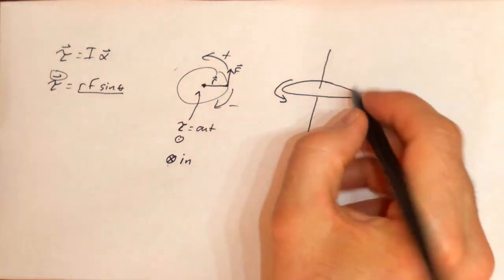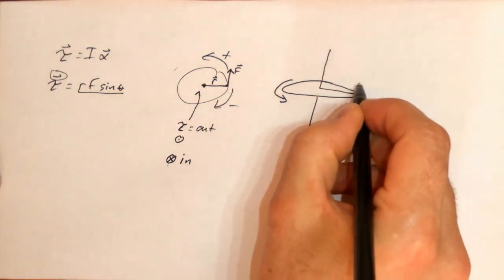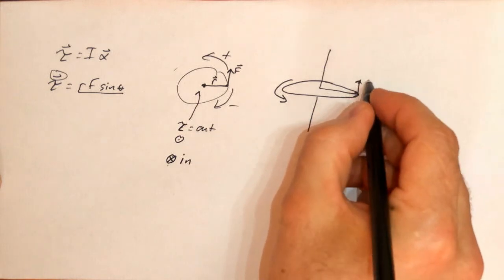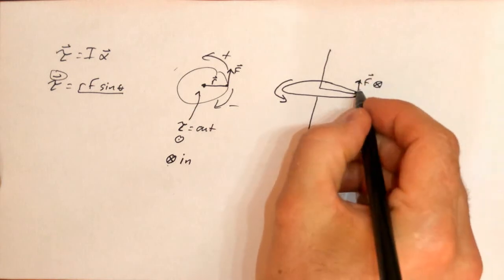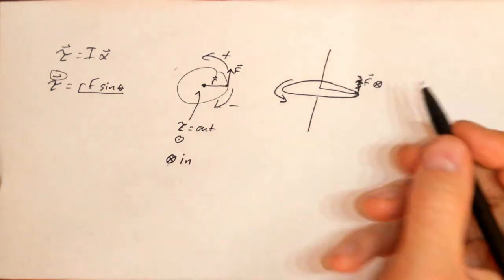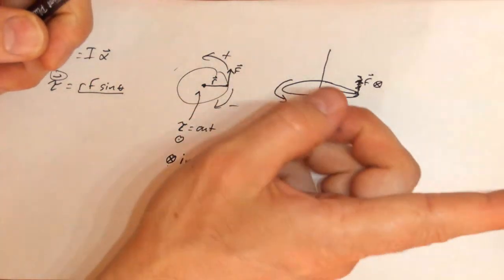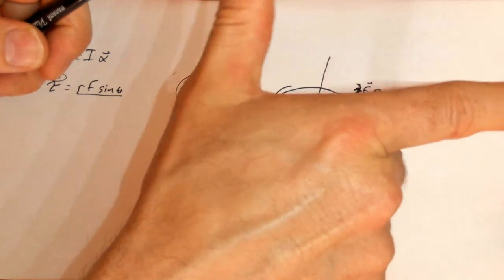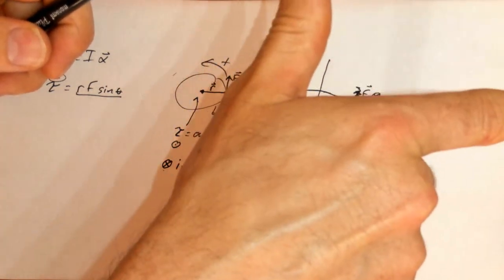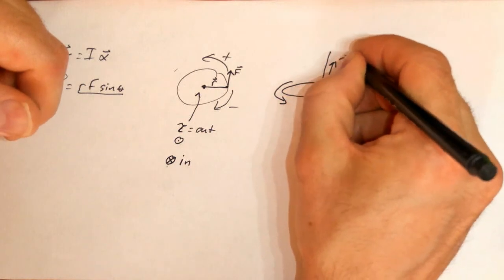Now in this picture, my R was like this. My F is into the page. Okay? So I'm going to erase that. F is into, R is this way. And so if R is that way, F is into the page, which means my thumb goes up the page. Okay? So the torque is that way.